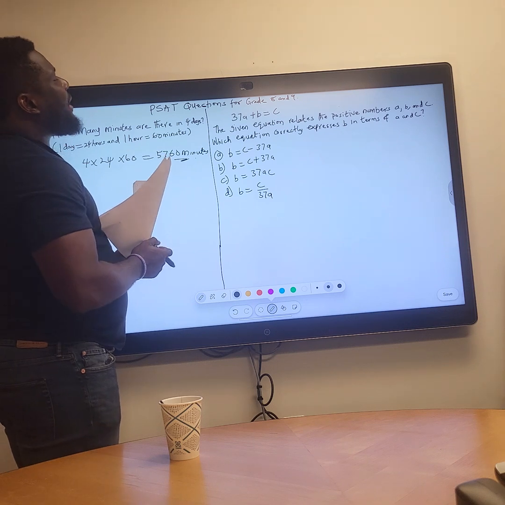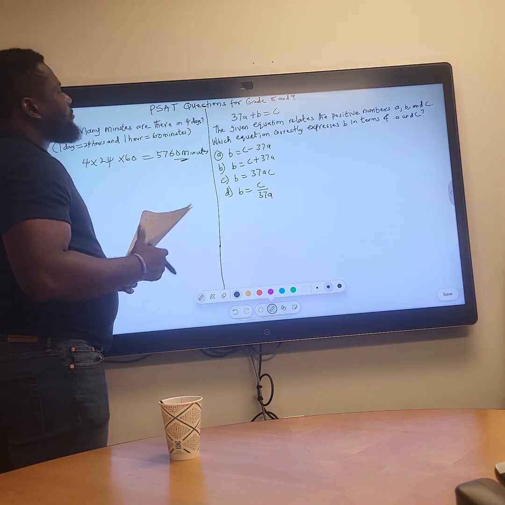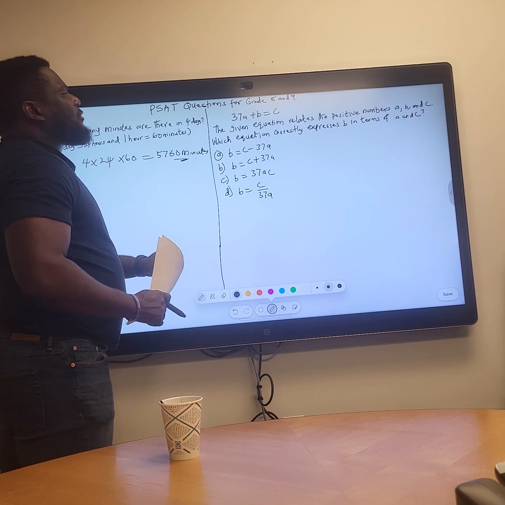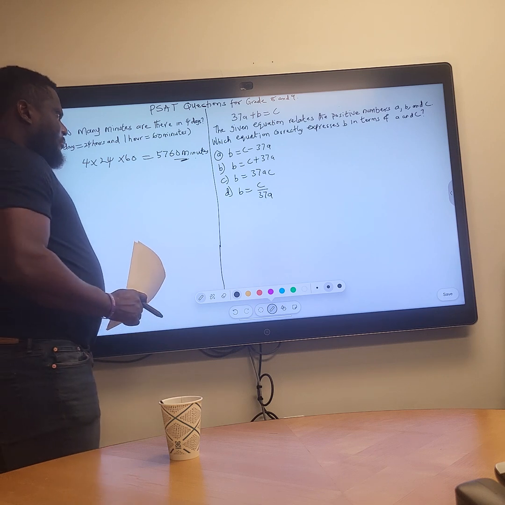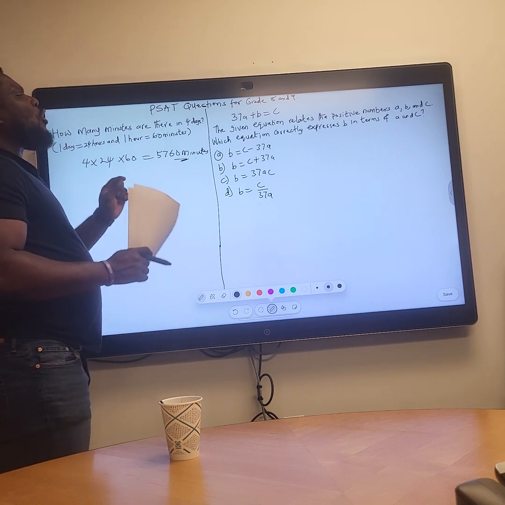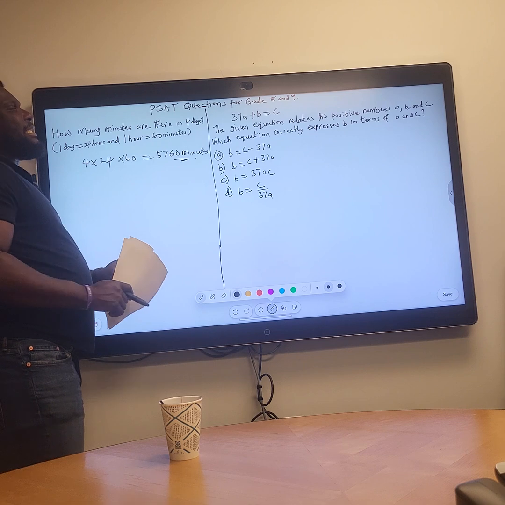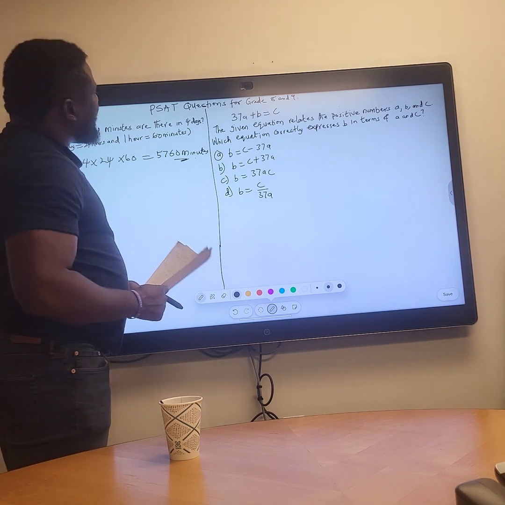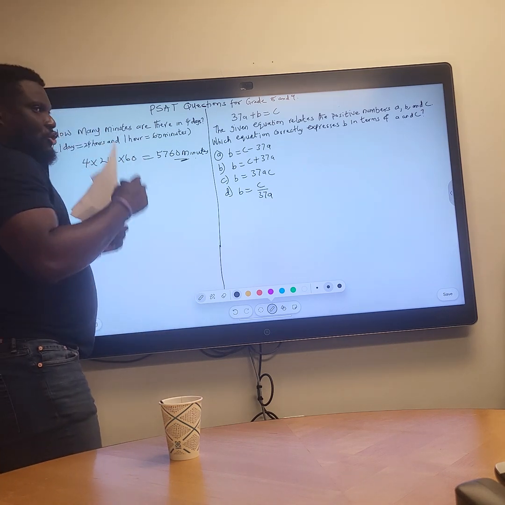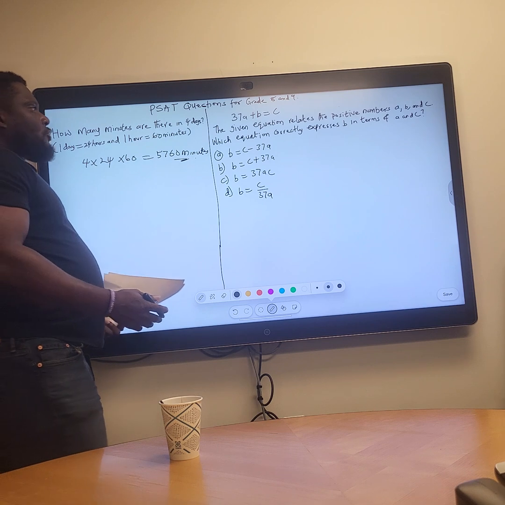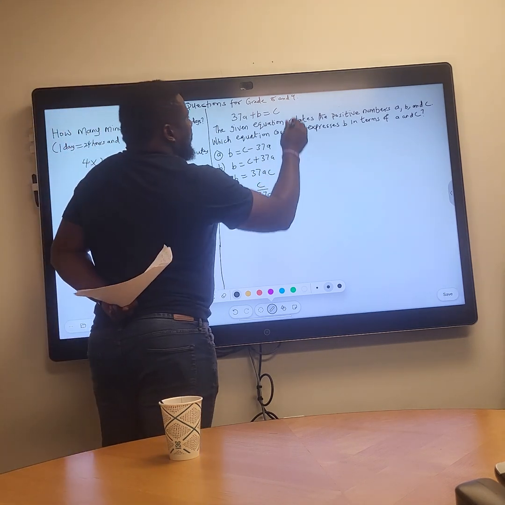It says: 37a plus b equals c. The given equation relates the positive numbers a, b, and c. Which equation correctly expresses b in terms of a and c? So what do you need to do? They want you to make b the subject of the formula. So let's go ahead.